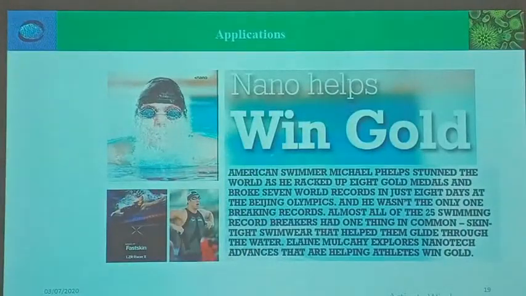Just a simple example is Michael Phelps, who won 8 gold medals. Look at the swimming suit of Michael Phelps. You can find this suit is made using nanomaterials. That's why he is not swimming in the water but, like us, floating on the water. The resistance between the suit and the water is very low, so his swimming speed increased, and he got help from this suit to win the gold medals.